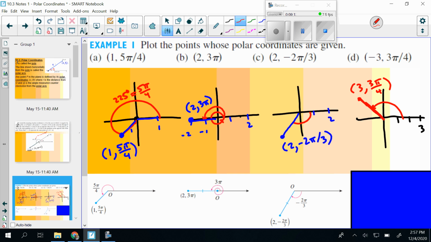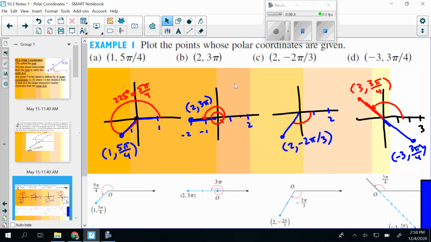But we have a negative. So remember, we want to travel in the opposite direction here, down this way. That same amount, that would be (-3, 3π over 4). So that's where our point is. And again, here's another view of that, so you can see there. All right.